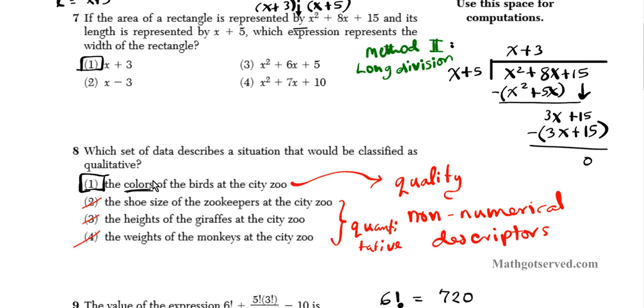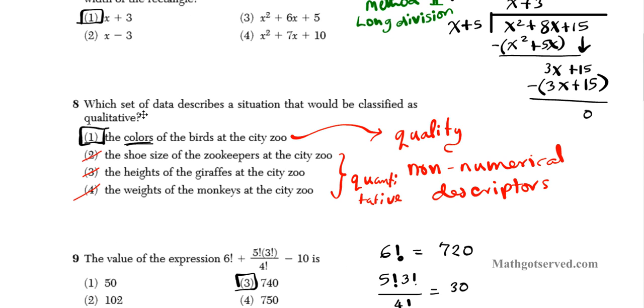For question 8, we asked which of the following represents qualitative data. We know that qualitative data is something you cannot put a number on. You basically describe it using words. If you look at all these right here, weights involve numbers, heights involve numbers, shoe size involves numbers. Colors is the only quality that you cannot quantify using numbers, so that's a qualitative measure.